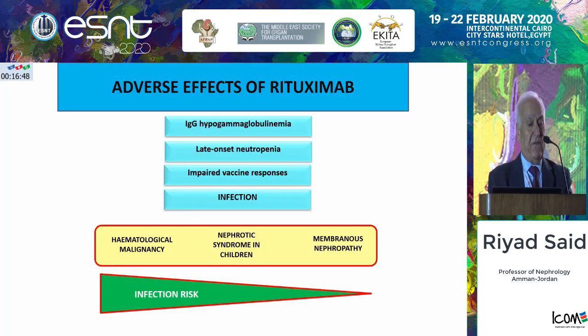Now, what are the adverse effects of rituximab? As we know, hypogammaglobulinemia can occur, late-onset neutropenia, impaired vaccination response, and infection. But talking about infection from our point of view as nephrologists, it happens the least, although it is more frequent with hematological malignancies.